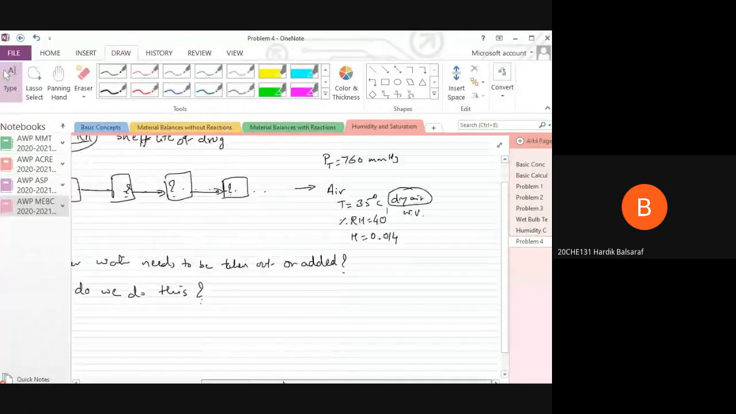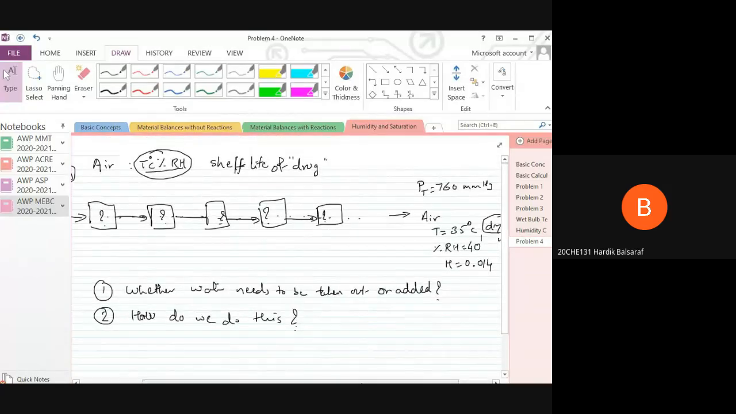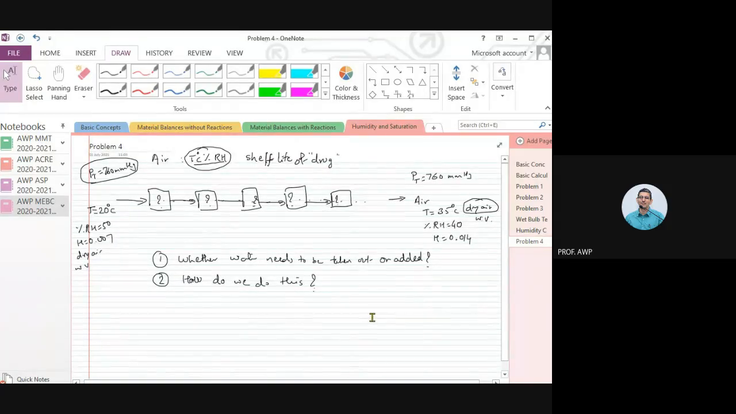To remove water vapor from dry air, we can use an efflorescent substance. I have to remove water vapor. I have to increase the water vapor content. Sorry, sir, increase the water vapor content. To remove, we have seen in the previous problem, just cool it below the dew point.